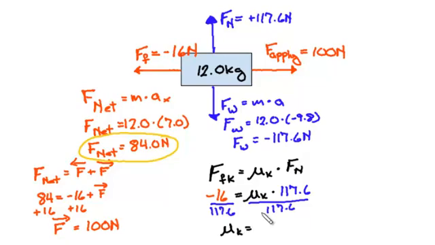Now, mu kinetic cannot be a negative number, so I ignore the negative, but when I do the math, I get 0.13605. When I make that pretty for physics class, that's going to be 0.14. Circle it, and I'm done.